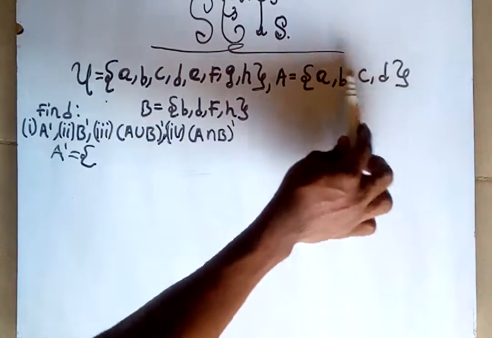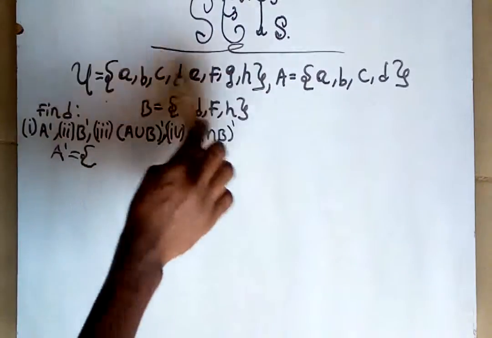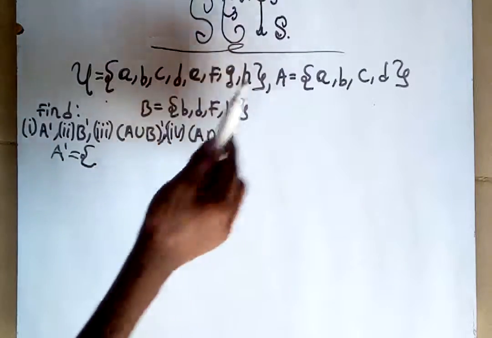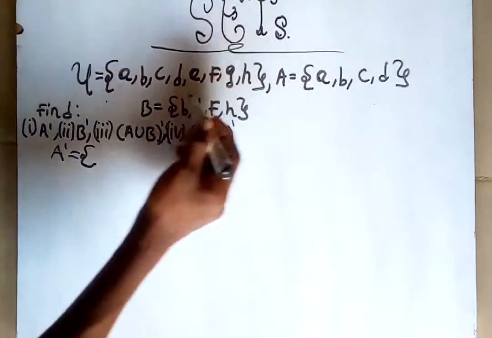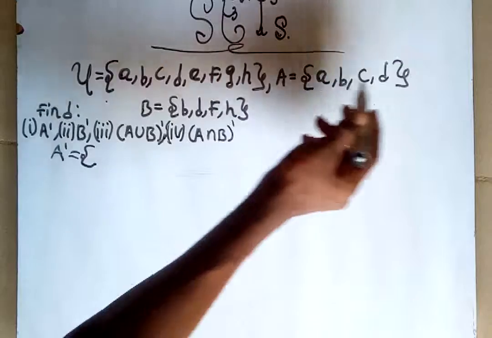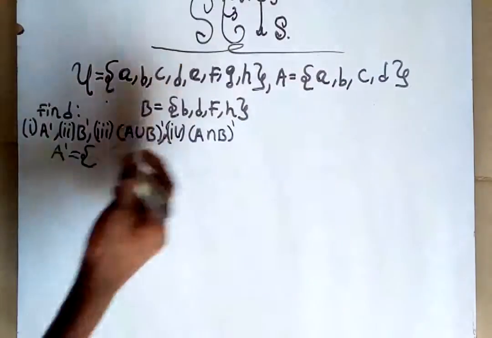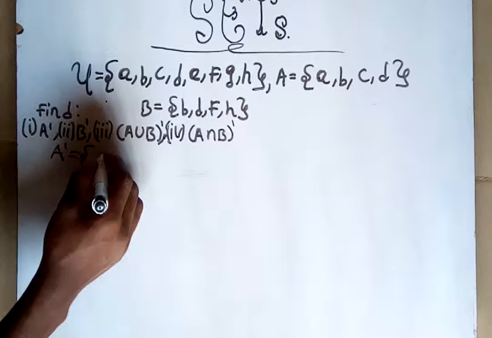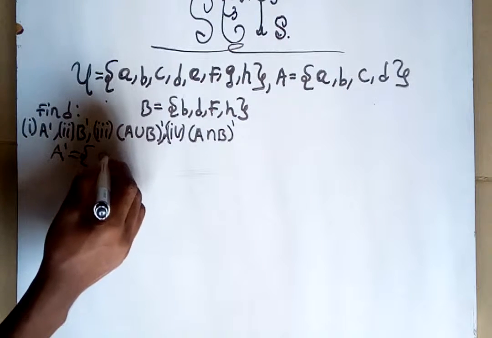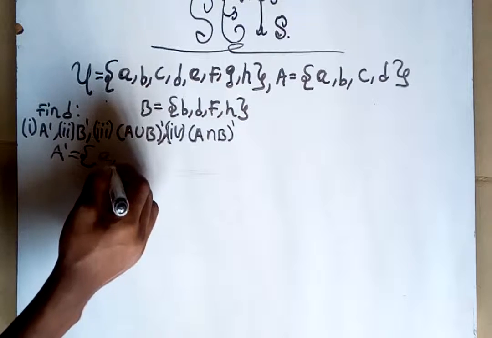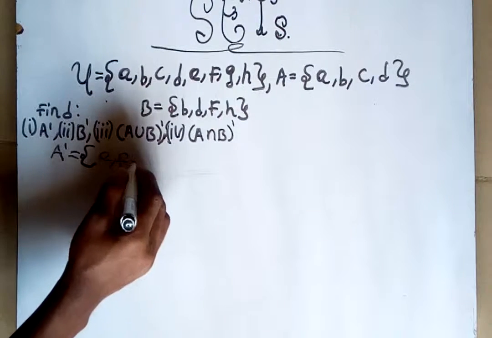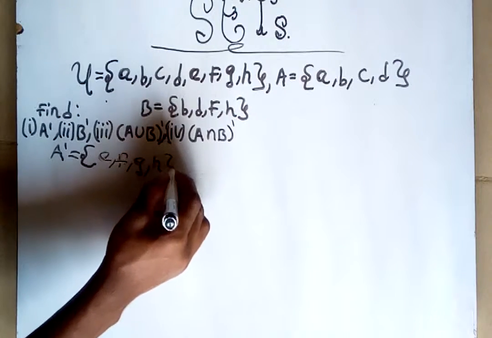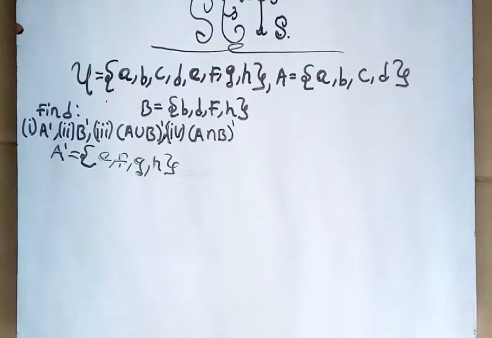Then the one which is here in this universal set and it's not in A is going to be what we have as our answer. So E, F, G, H is not here, but the rest are here. So the complement, A complement is going to be E, F, G, and H. Hope you can see it clearly.